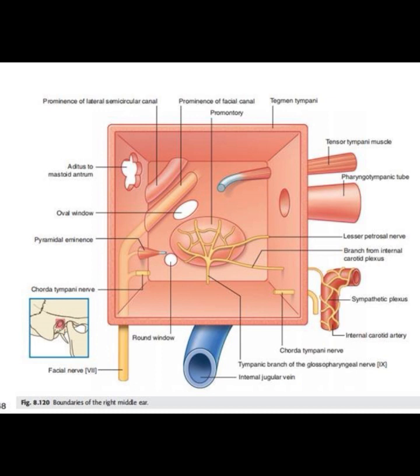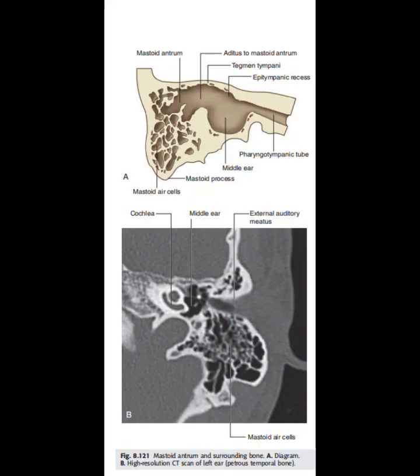Mastoid area. Posterior to the epitympanic recess of the middle ear is the adytus to the mastoid antrum, which is the opening to the mastoid antrum. The mastoid antrum is a cavity continuous with collections of air-filled spaces, the mastoid cells, throughout the mastoid part of the temporal bone, including the mastoid process. The mastoid antrum is separated from the middle cranial fossa above by only the thin tegmen tympani. The mucous membrane lining the mastoid ear cells is continuous with the mucous membrane throughout the middle ear. Therefore, infections in the middle ear can easily spread into the mastoid area.